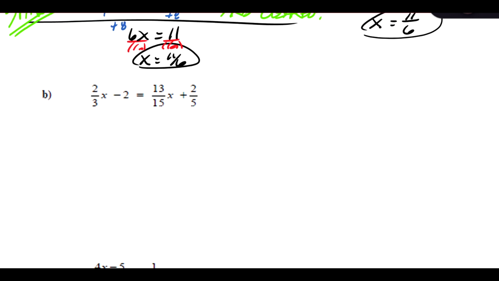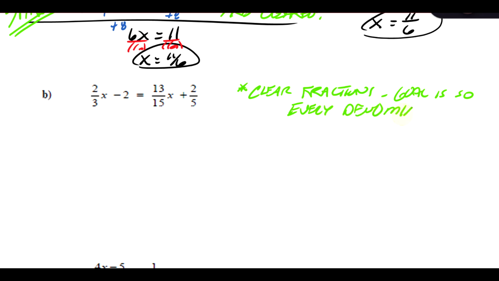And again, I have expressions in my equations, so I'm going to clear fractions. So what number will cancel? Think of your goal. When you clear fractions, the goal is so every denominator cancels. Again, I want to think about manipulating expressions.